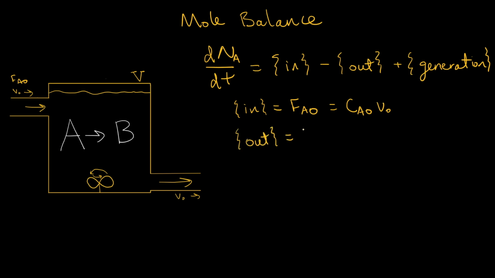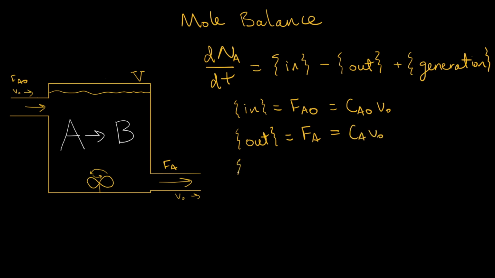Our out term is going to be equal to F_A. So I'll put this on here as well. And we're labeling this as F_A and not F_A outlet, because what comes out of the reactor is at the same concentration as all of the species within the reactor. So for this assumption, since we have a CSTR, there's some initial concentration and initial flow rate, F_A0, but once it reaches inside the reactor, all of the concentration of A is at its ending concentration, C_A. So again, this is going to be equal to C_A times v_0 similarly.